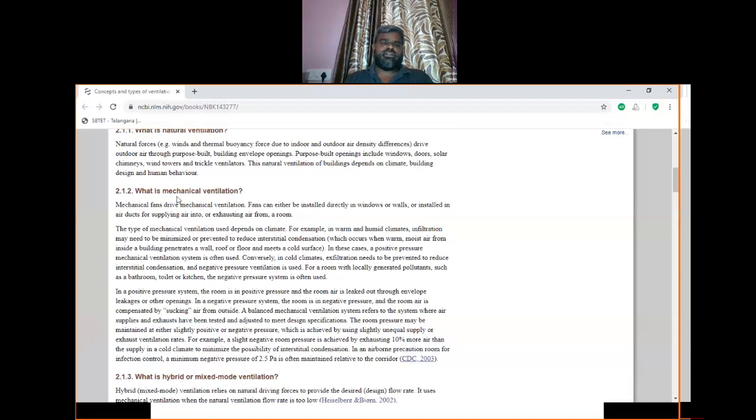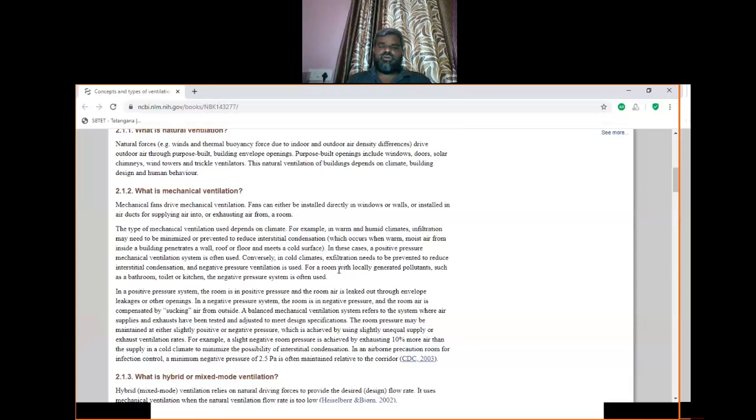What is mechanical ventilation? Mechanical fans drive mechanical ventilation. Fans can either be installed directly in windows or walls, or installed in air ducts for supplying air into or exhausting air from a room. The type of mechanical ventilation used depends on climate. For example, in warm and humid climates, infiltration may need to be minimized or prevented to reduce interstitial condensation. Right, this is mechanical.